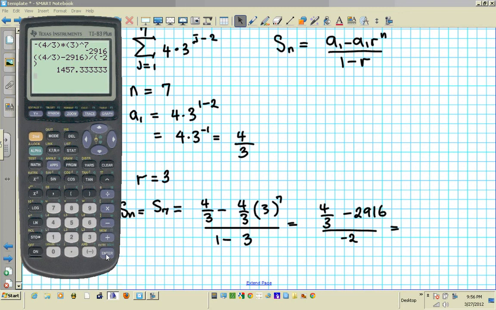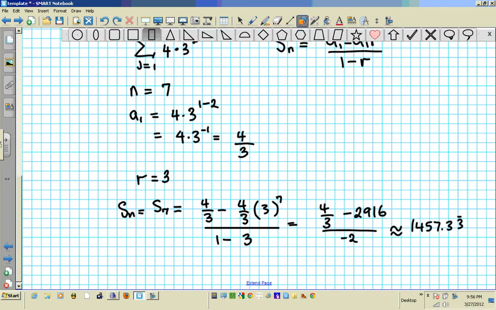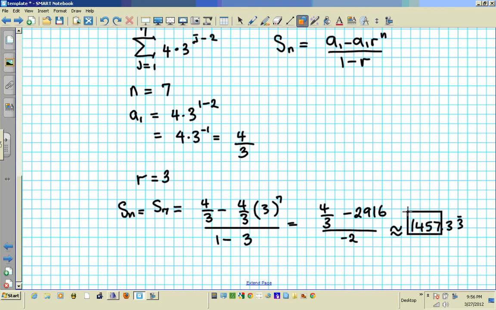1457.33. So it's an approximation. It's approximately 1457.33 repeating. Okay, so there goes your final answer for the sum of the first 7 terms of the geometric series given by this expression right here.